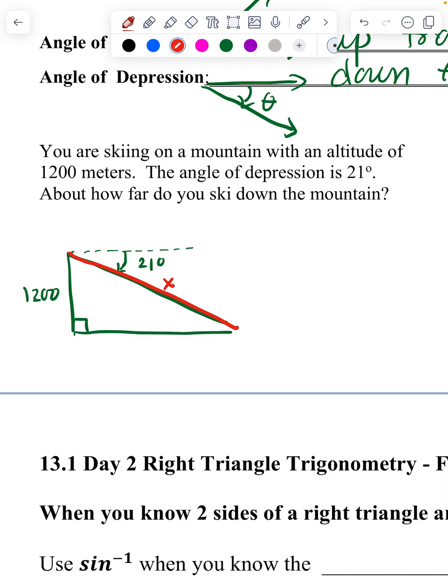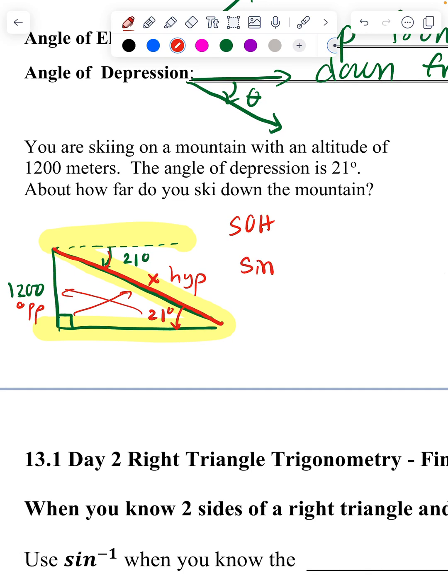What's tricky is the 21 degrees is outside the triangle. But from geometry, we learned that if you have the Z shape going on with the alternating interior angles, you're going to have this angle out here be the same as this angle in here. So this is in the triangle and it's 21. Across from that makes this the opposite. Across from 90 makes this the hypotenuse. Opposite and hypotenuse means I'm going to need to use sine.